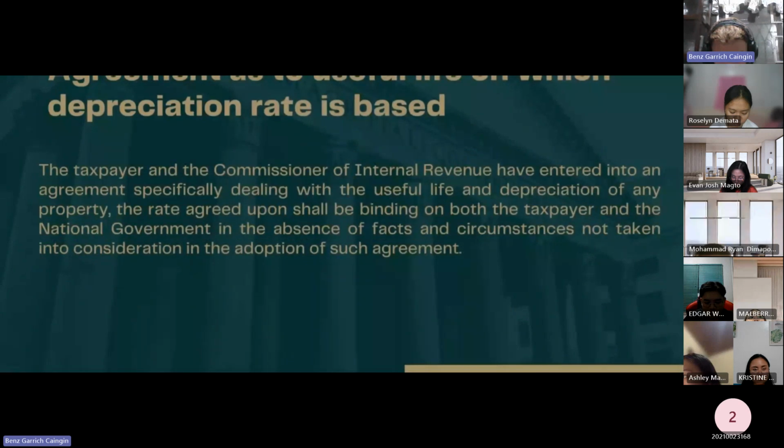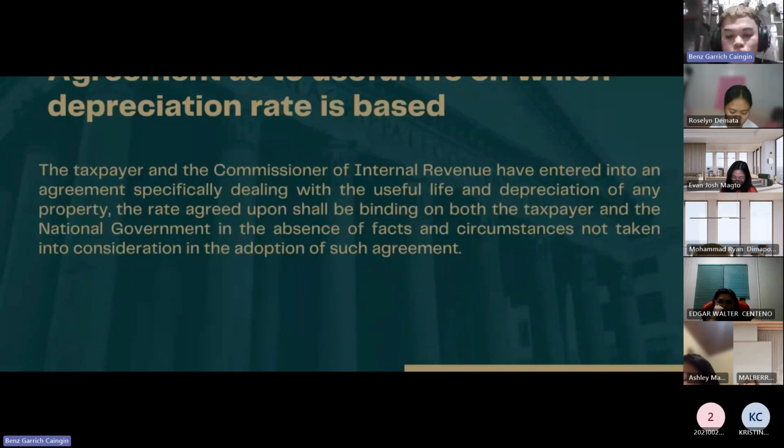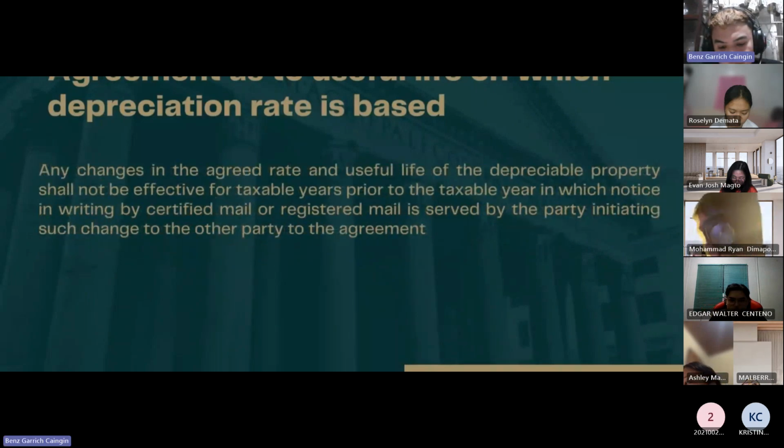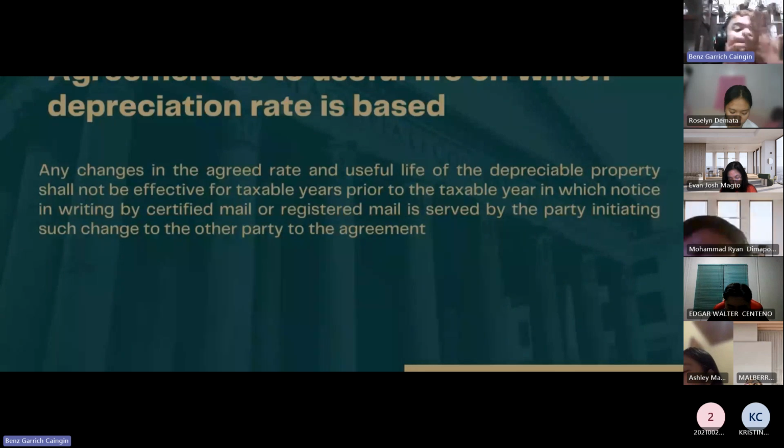Agreement as to the useful life on which the depreciation rate is based. Where, under rules and regulations prescribed by the Secretary of Finance, the taxpayer and the Commissioner of Internal Revenue have entered into an agreement specifically dealing with the useful life and depreciation of any property, the rate agreed upon shall be binding on both the taxpayer and the national government in the absence of facts and circumstances not taken into consideration in the adoption of such agreement. The responsibility of establishing the existence of such facts and circumstances shall rest with the party initiating the modification. In addition, any changes in the agreed rate and useful life of the depreciable property shall not be effective for taxable years prior to the taxable year in which notice in writing by certified or registered mail is served by the party initiating such change to the other party to the agreement.